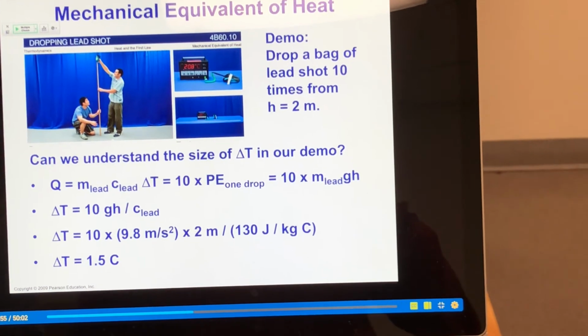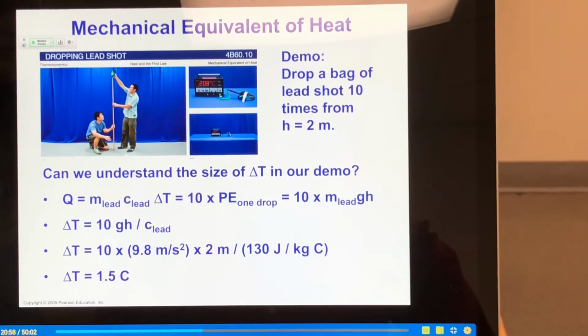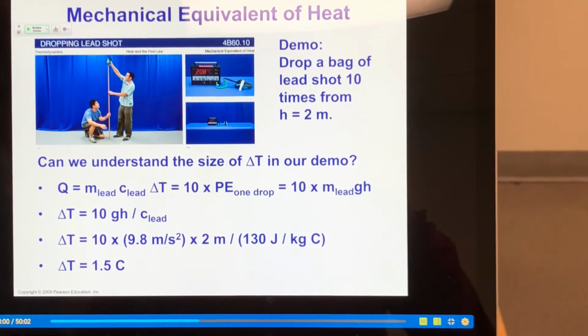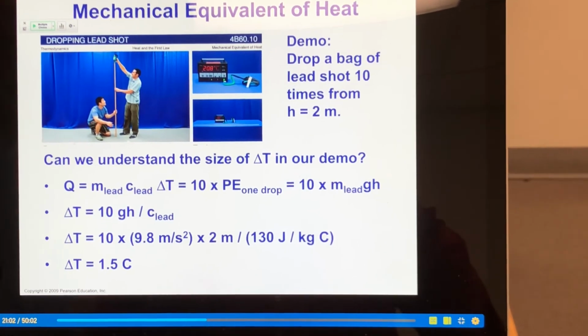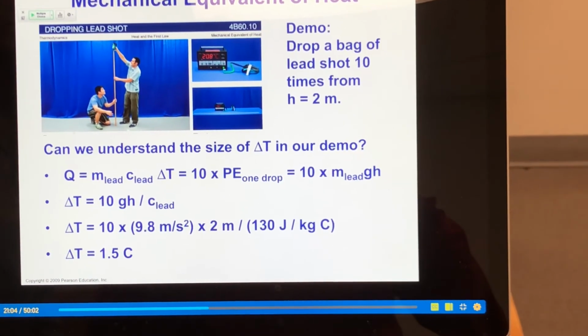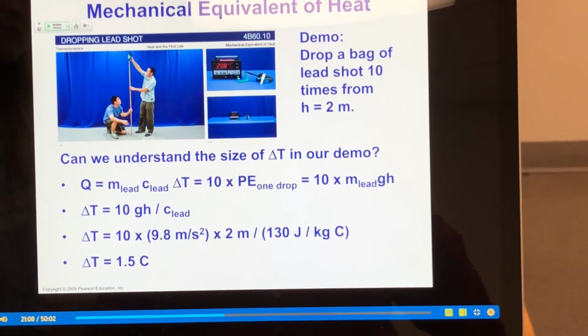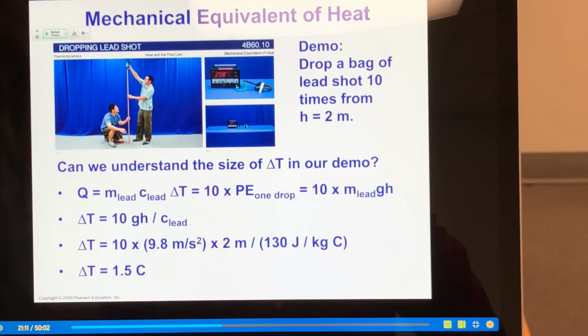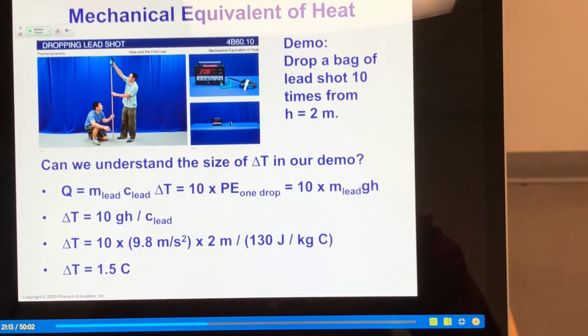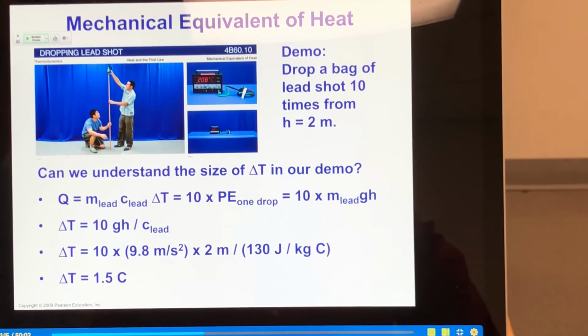Well, the specific heat for lead we can look up in a table in our book. Here's that specific heat. We dropped it from 2 meters, and g is 9.8 meters per second squared. We did it 10 times. That winds up being 1.5 degrees Celsius. And what was the difference we measured? 1.1 degrees Celsius. So that's a pretty good calculation.